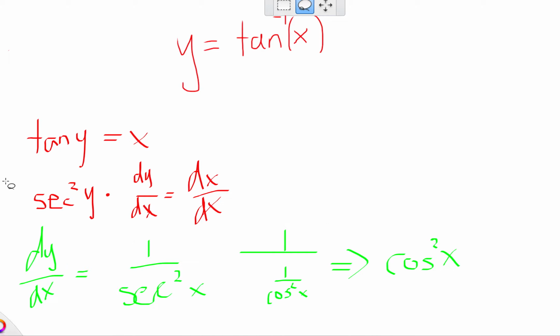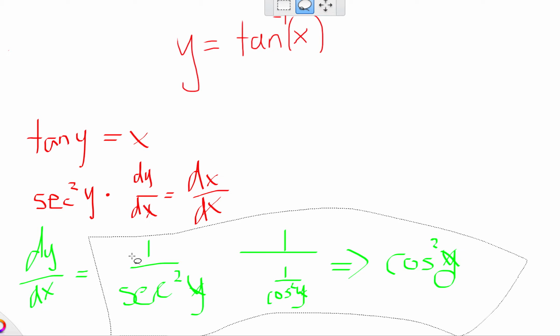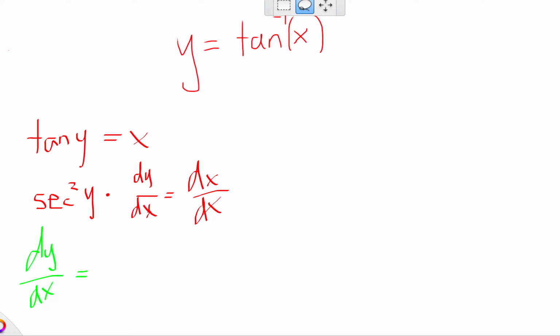And excuse me, this was a mistake. This should all be y. This should all be y. Sorry for that little issue. So this should all equal cosine squared of y. But now, we don't really want it in terms of y. We want it in terms of x.